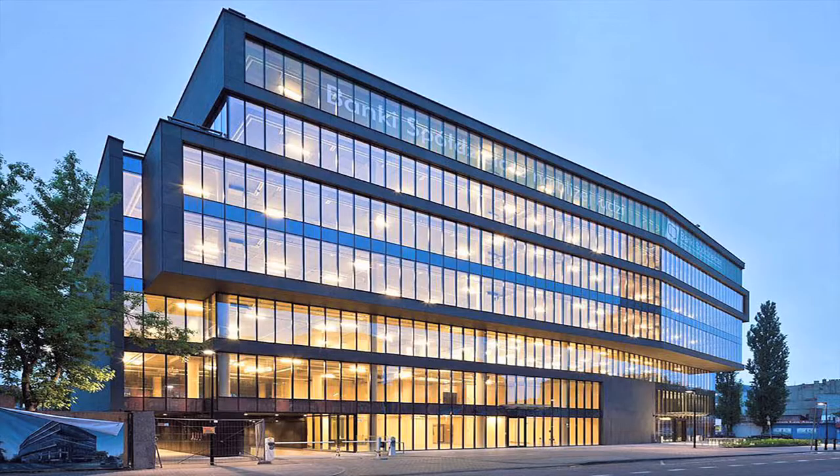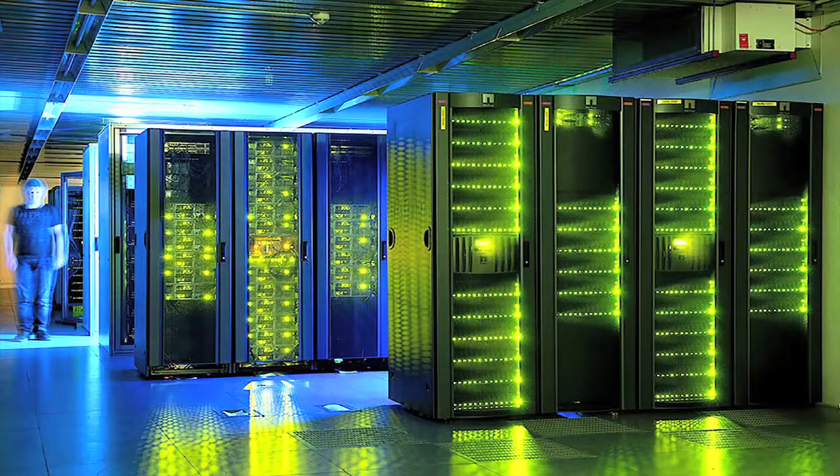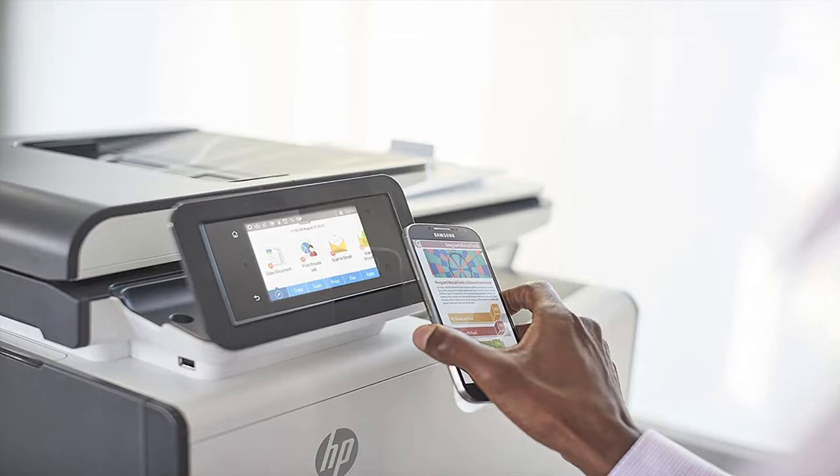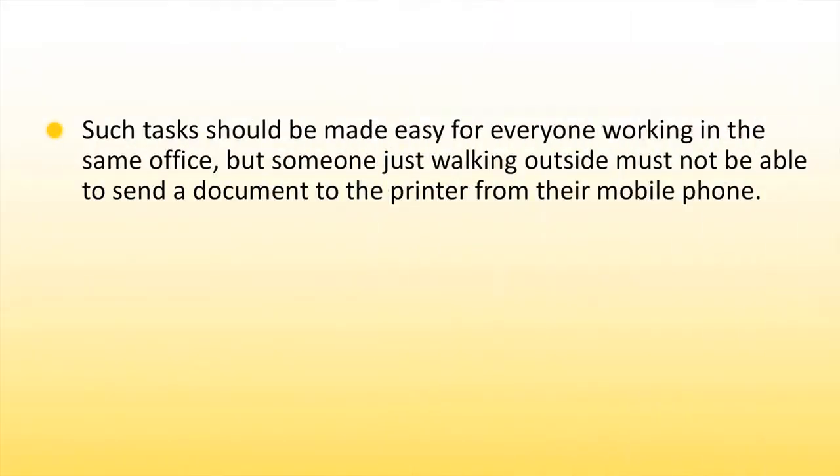For illustration, think of an office building where everyone should be able to access files on a central server or print a document to one or more central printers. Such tasks should be made easy for everyone working in the same office, but someone just walking outside must not be able to send a document to the printer from their mobile phone.